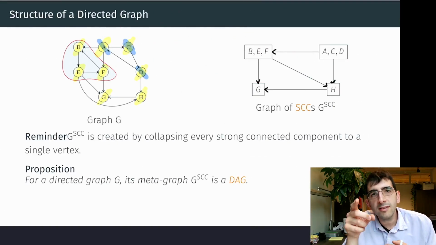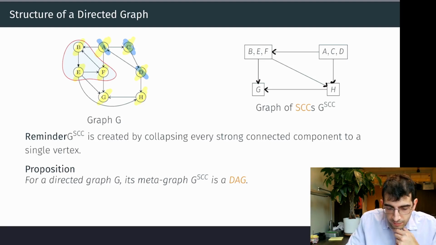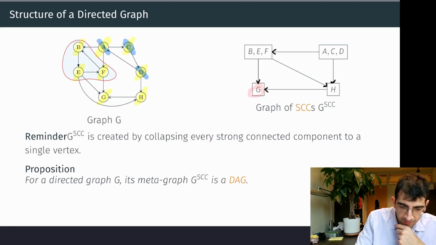But what we want is to run DFS on a sink of the metagraph. If we knew that a particular vertex was in the sink of a metagraph, what would happen? Let's run DFS on G.